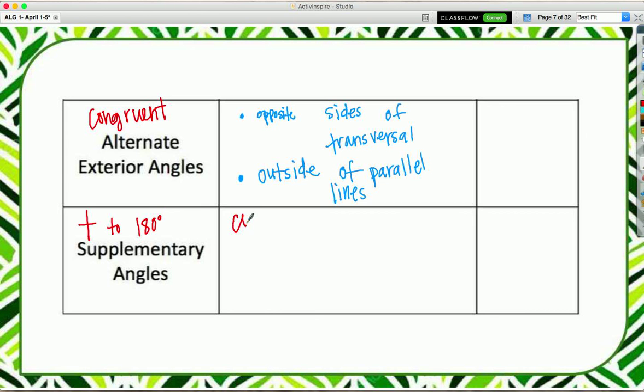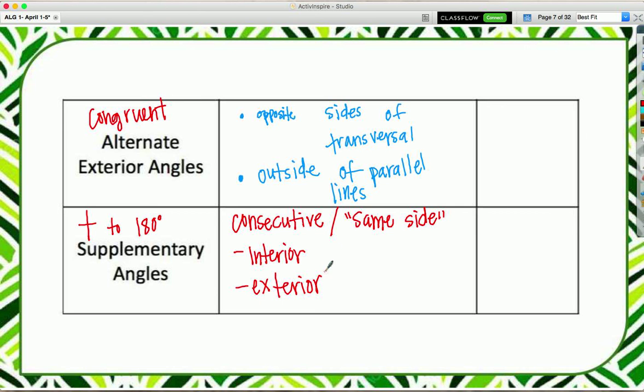It is called consecutive. What does consecutive mean? Like one after another, right? Sometimes they use the wording same side. So they might call it consecutive, they might call it same side. There's an interior and there's an exterior. What do you think interior means? Inside of the parallel lines. Exterior must mean outside of the parallel lines.